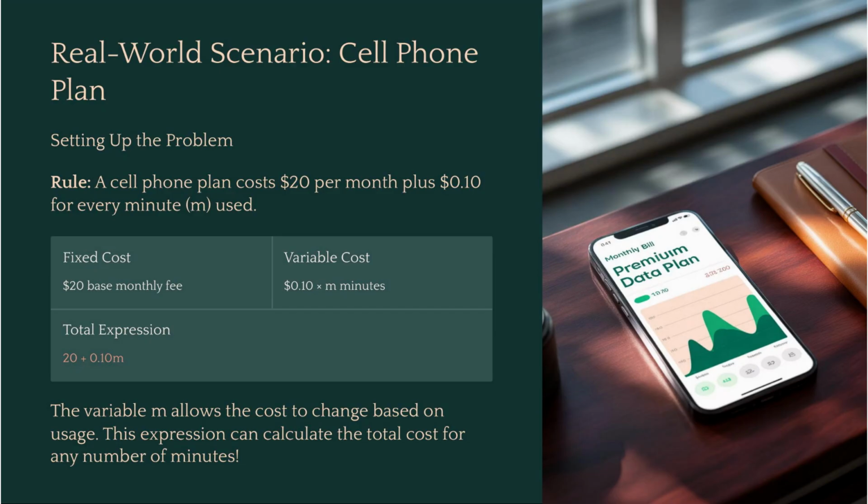Let's apply this to a real-world cost. Say a cell phone plan costs a flat rate of $20 per month, plus 10 cents, or 0.10, for every minute, m, used. The flat rate is the constant, 20. The variable part is 10 cents times m. So the expression for the total cost is 20 plus 0.10m. This expression captures the rule for calculating the monthly bill.